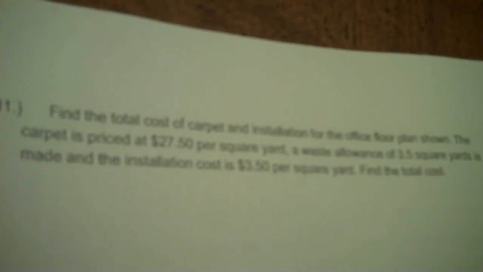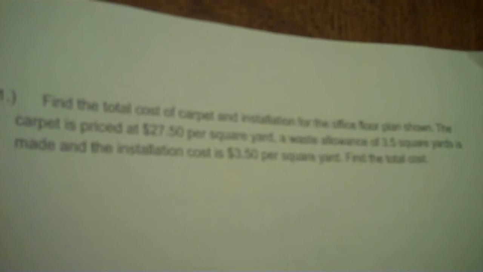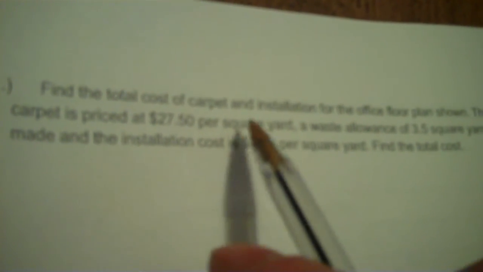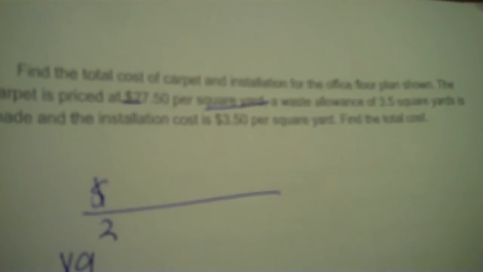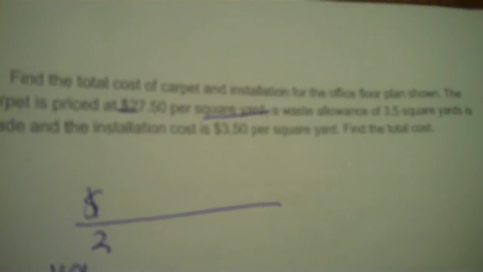Okay, number 11. Find the total cost of carpet and installation for the office floor plan shown. The carpet is priced at $27.50 per square yard. Okay, so money in square yards is what we have here. Put yards to the second. A waste allowance of 3.5 square yards is made, and the installation cost is $3.50 per square yard. Find the total cost.